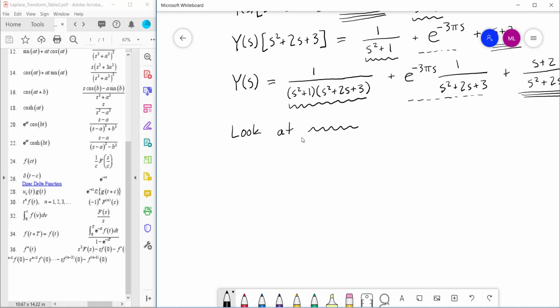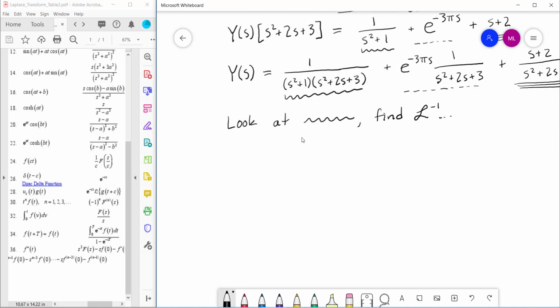Okay, so the squiggly term looks like this. We want to find the inverse Laplace transform of it. Okay, so let's start off writing it out. We've got this big ugly mess.